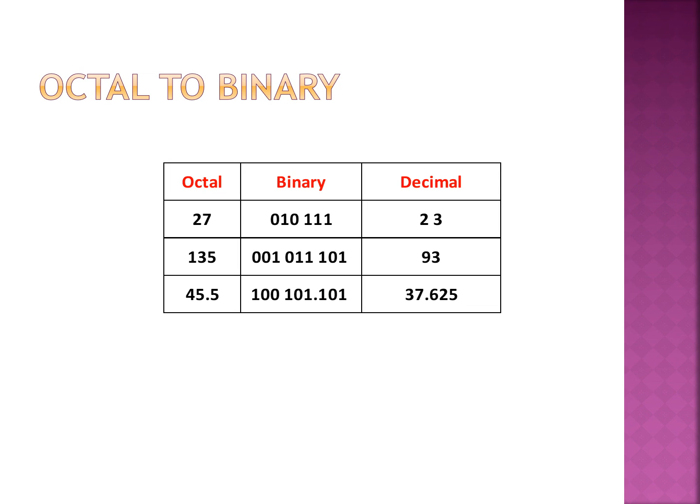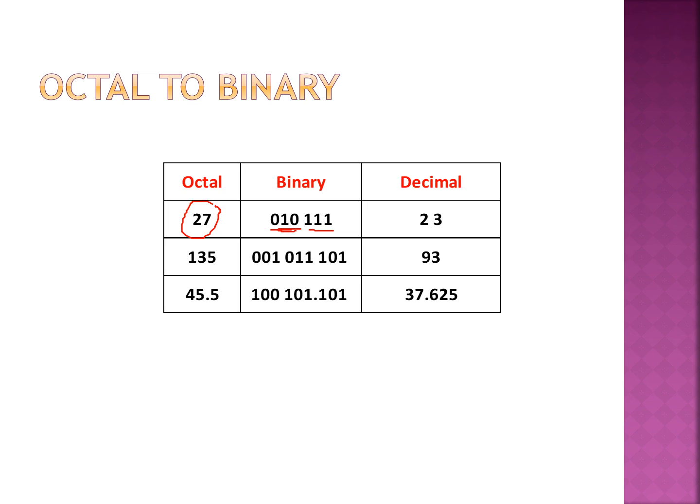So here is the table for converting octal to binary. So this is in octal. So 2 you have to represent as a combination of 3 bits. So we will represent it like this. This is equivalent to 2. 7 is equivalent to 111. So decimal becomes 23. In the same way, if octal is 135, first we convert octal into binary.